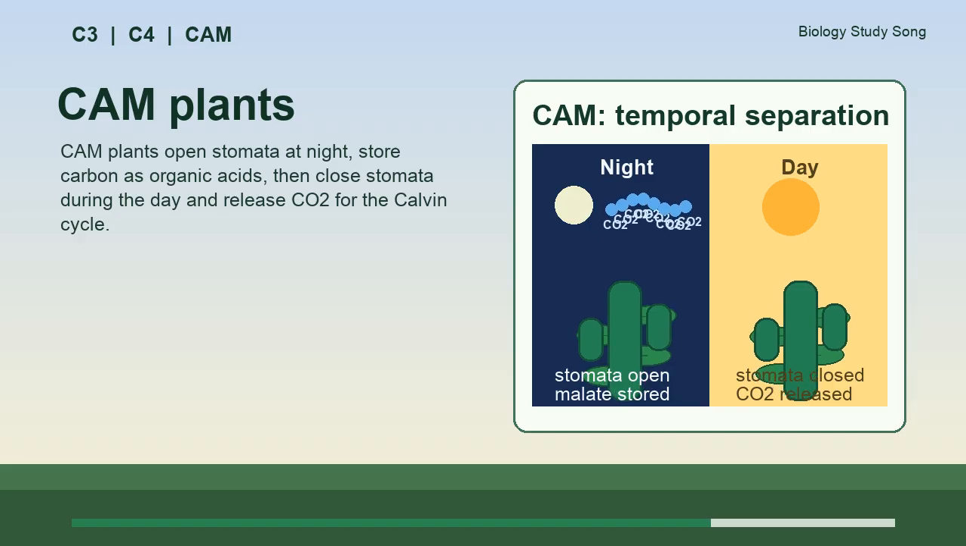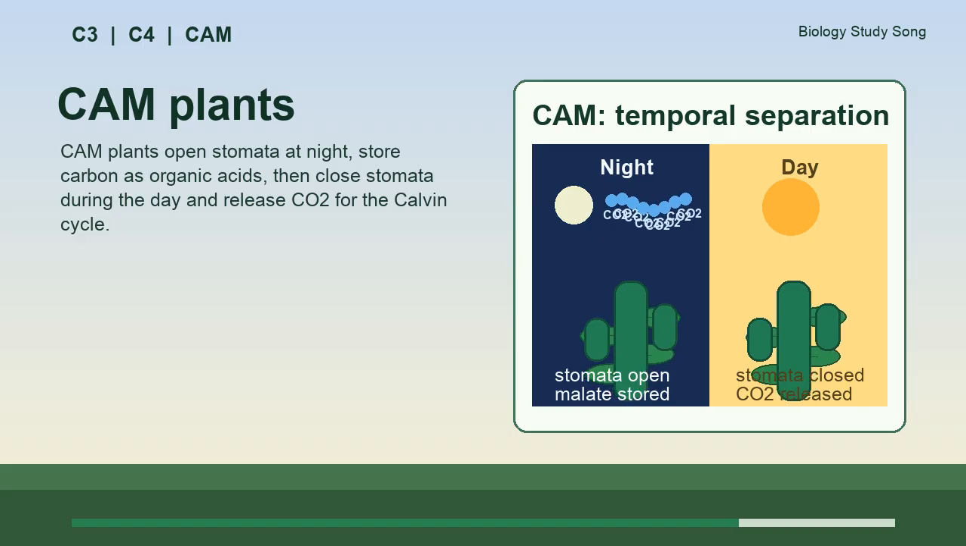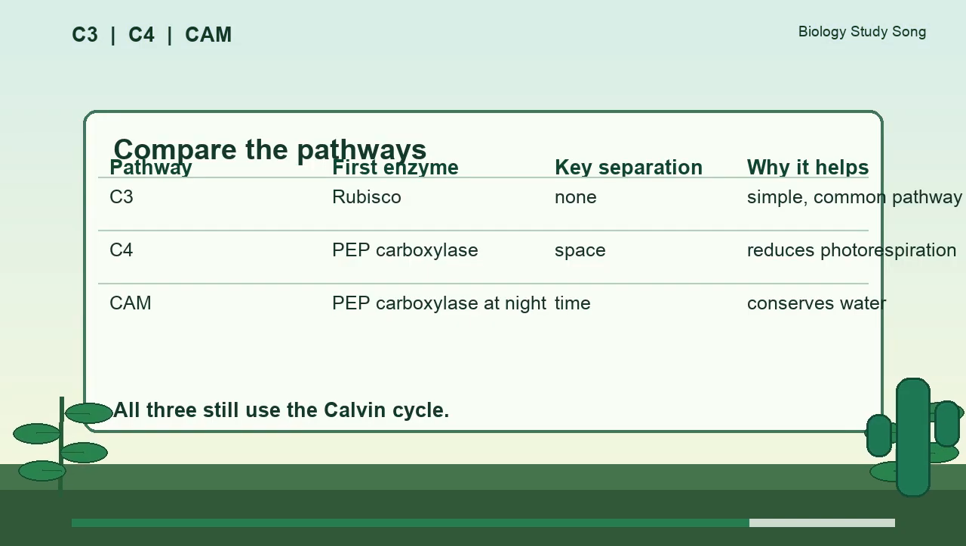C3 is common in many plants. Examples include wheat, rice, soybeans, and many trees. C4 is common in some warm climate grasses. Examples include corn, sugarcane, and sorghum. CAM is common in many dry habitat plants. Examples include cacti, pineapple, and many succulents.